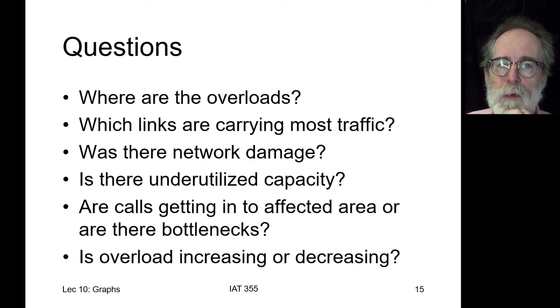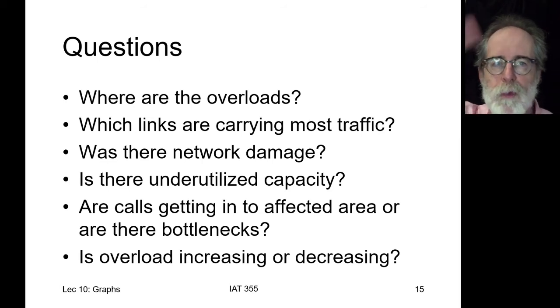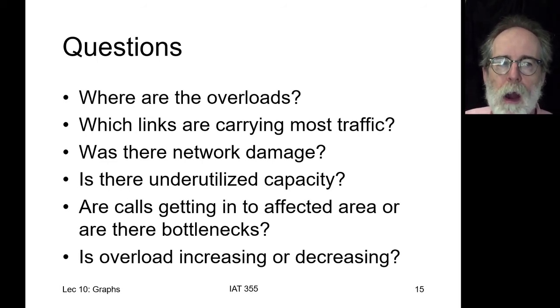Is there underutilized capacity so that more people, when making their calls, can have their calls routed? The caller doesn't know this, but the operating people at AT&T know this. They route some call volume through different things that are not occupied so much. Are calls getting into the affected area, or are there bottlenecks, and is overload increasing or decreasing? So all of these are the kinds of things that a network operator would be concerned with.